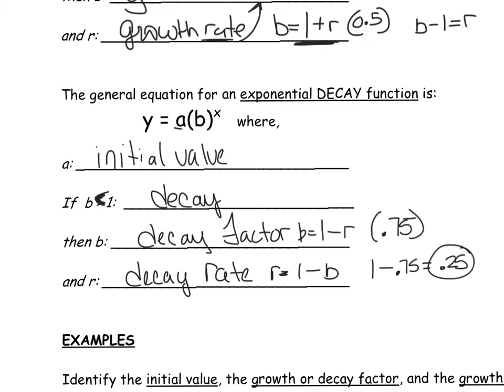So for your rate on this one, up here in growth, you were adding it. It was whatever was over 1. Well, here it's the amount that, if you subtract it from 1, is the difference.